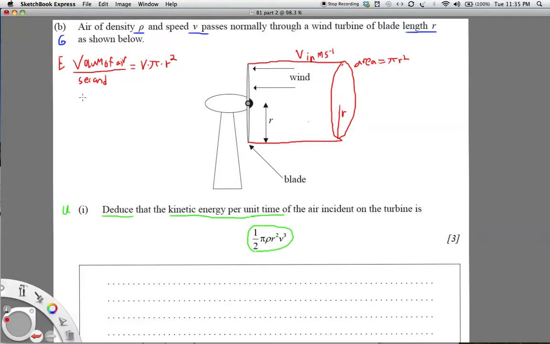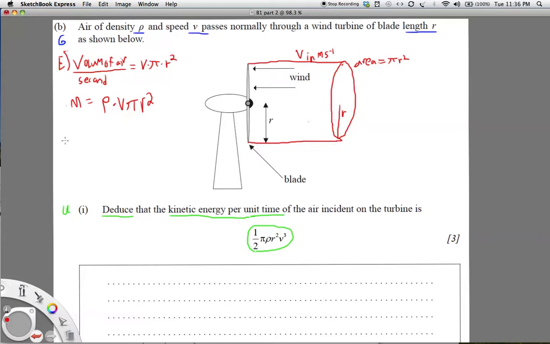Now the mass of that air. The mass is equal to the density times the volume of air. So the density times v pi r squared. It's density times this, which is actually this. So we've added one more variable to our equation.